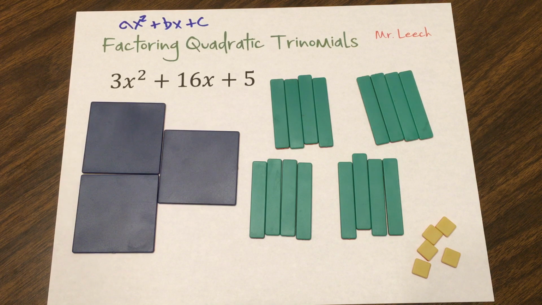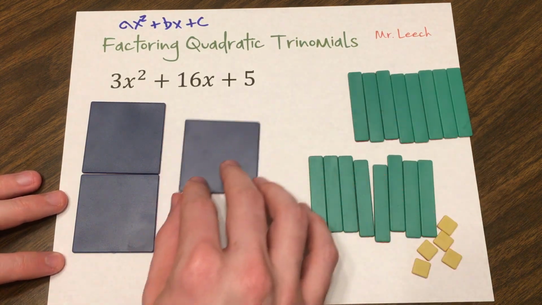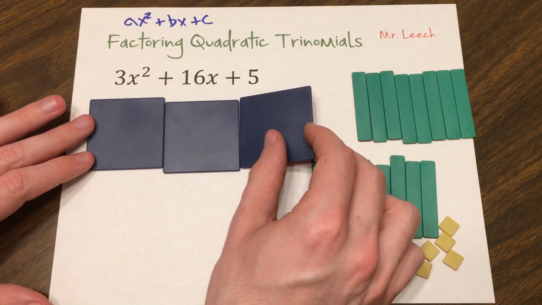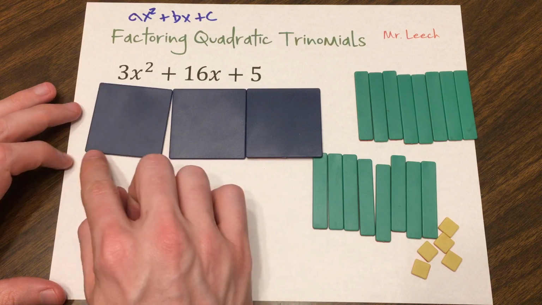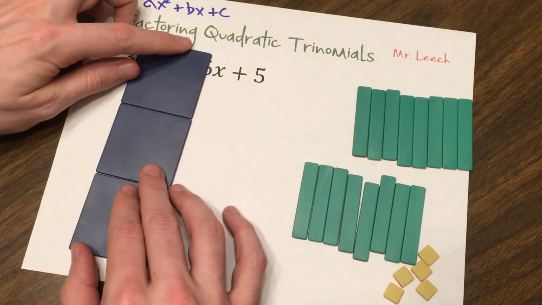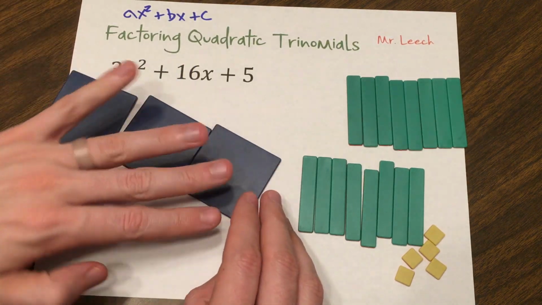When you're factoring, it's probably a good idea to start with your x squareds. Think about all the different arrangements you could do with your x squareds. Well, I can only arrange these x squareds in terms of a rectangle in two ways. I can arrange it by 1 by 3 or 3 by 1. Since it's a little tight on space for me, I'm going to work it this way.